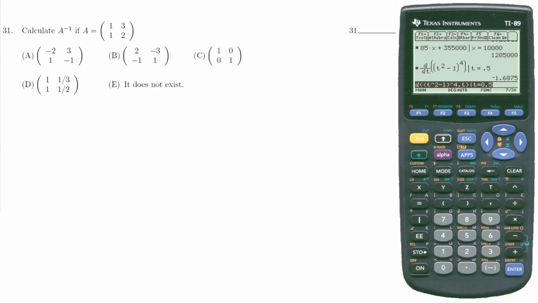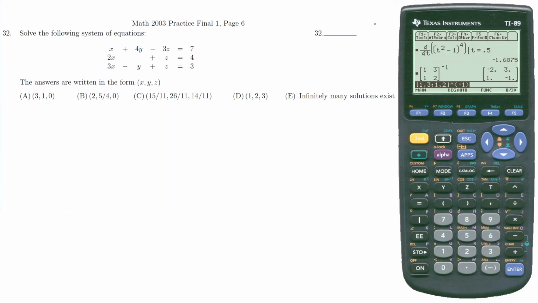Calculate. All right, so here, what do we do? So here we just type in the matrix and, oops, yes. So 1, 3, semicolon 1, 2, and to the power of -1. Very straightforward problem, to be honest. So -2, 3, 1, -1, that's A.